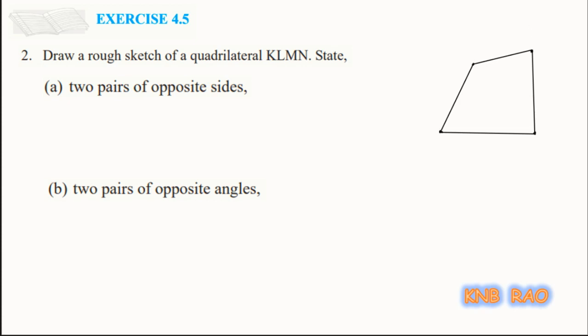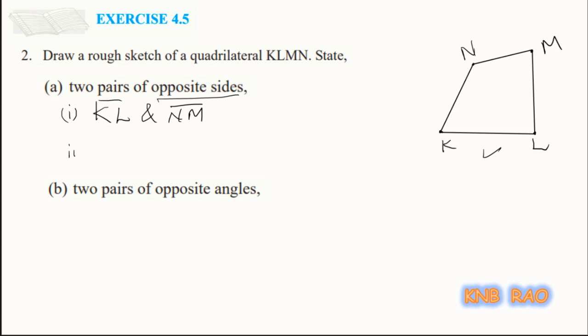Now here, after drawing KLMN, we have to write two pairs of opposite sides. Which are the two pairs of opposite sides? To KL, which is the opposite side? NM. So KL and NM is one pair.